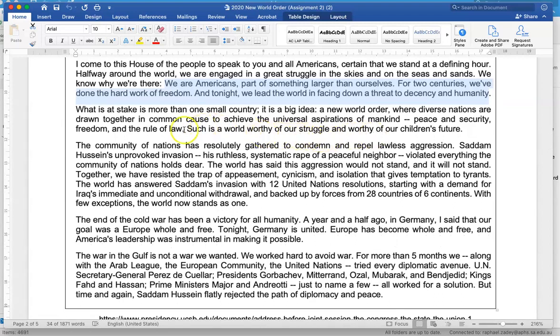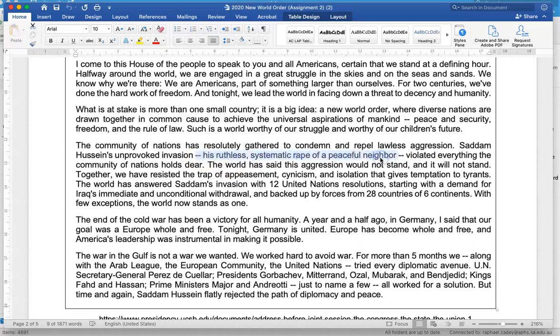Okay, ideas like worthy of our struggle and worthy of our children's future. Again, an opinion or a view. Look at some of the claims against the then Iraqi president Saddam Hussein and some of the language used to describe him.